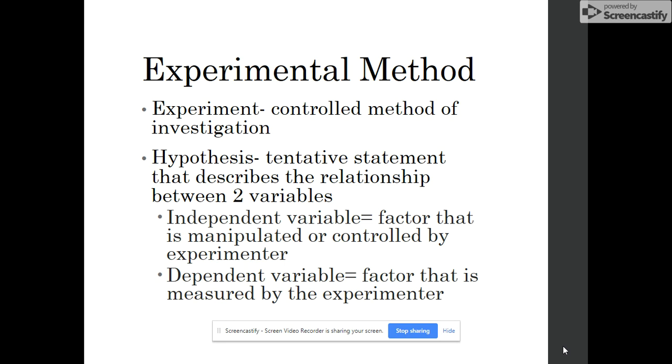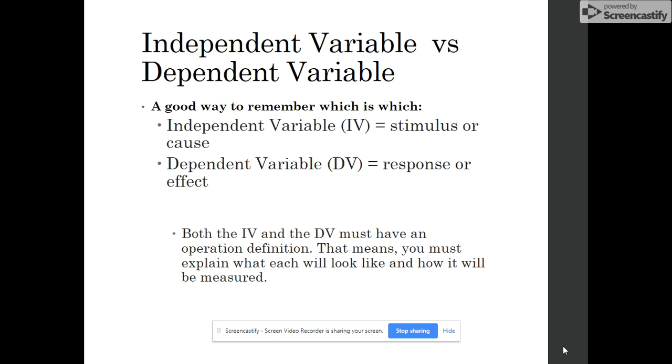All right, so independent variable is a factor that is manipulated or controlled by the experimenter. That's what you're going to change. The dependent variable is the factor that is measured. So its result is dependent on whatever you're manipulating. So the dependent variable is what you're actually looking at. A good way to remember this: independent variable is the stimulus or the cause. Dependent variable is the response or effect. So the independent variable causes the effect, which is the dependent variable.